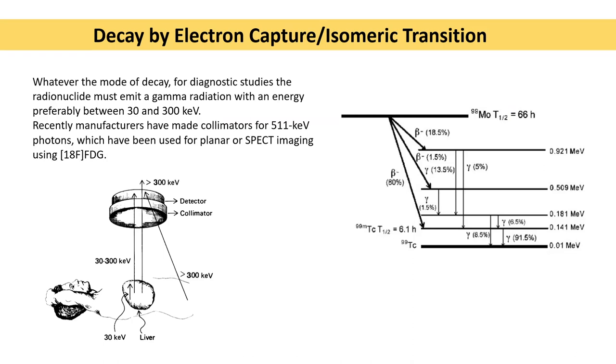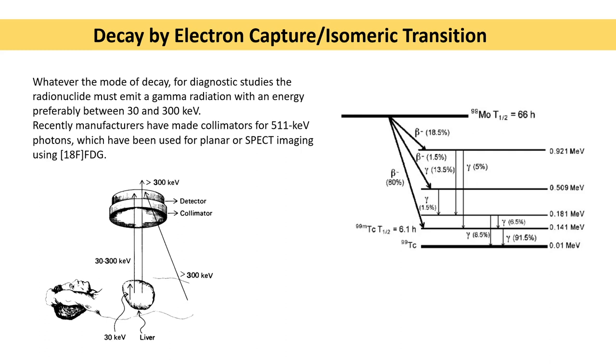And those nuclides which decay by electron capture or isomeric transition emit gamma radiation. So whatever the mode of decay, for diagnostic studies the radionuclide must emit gamma radiation with an energy preferably between 30 and 300 keV. If the energy is less than 30 keV, then the gamma photons get attenuated by the tissue itself.